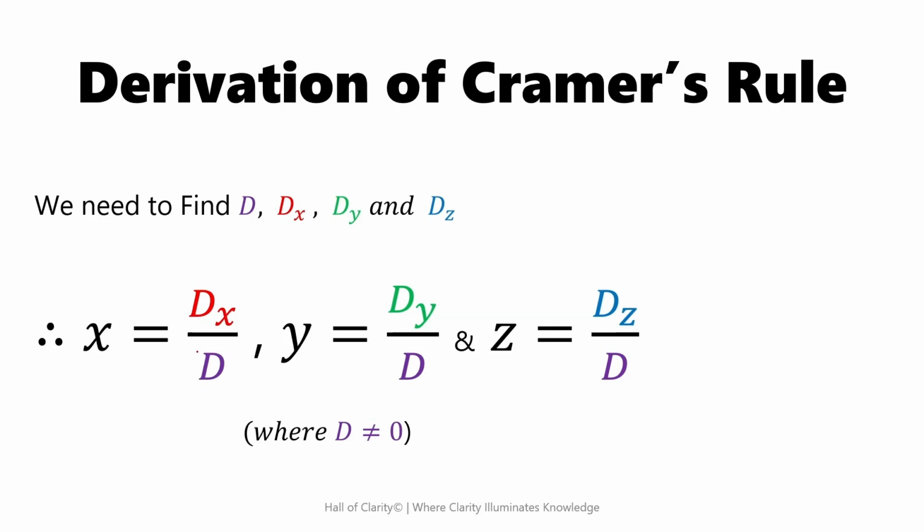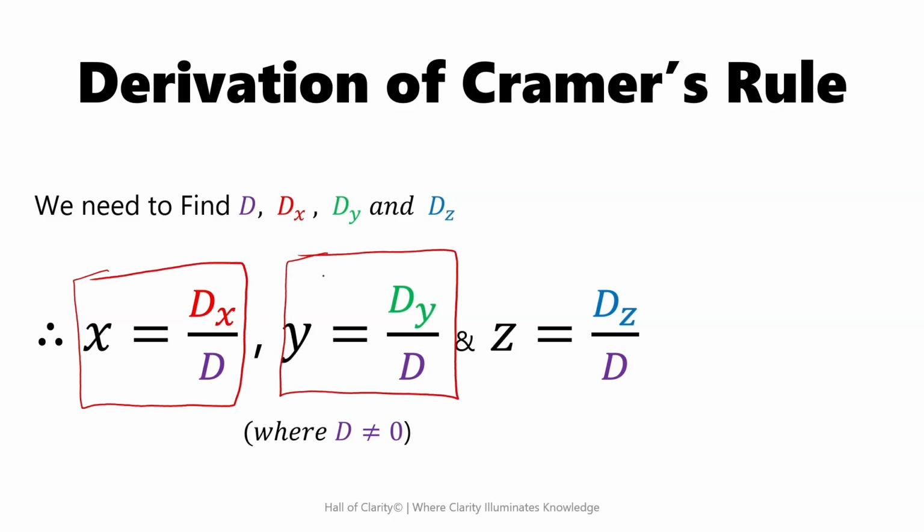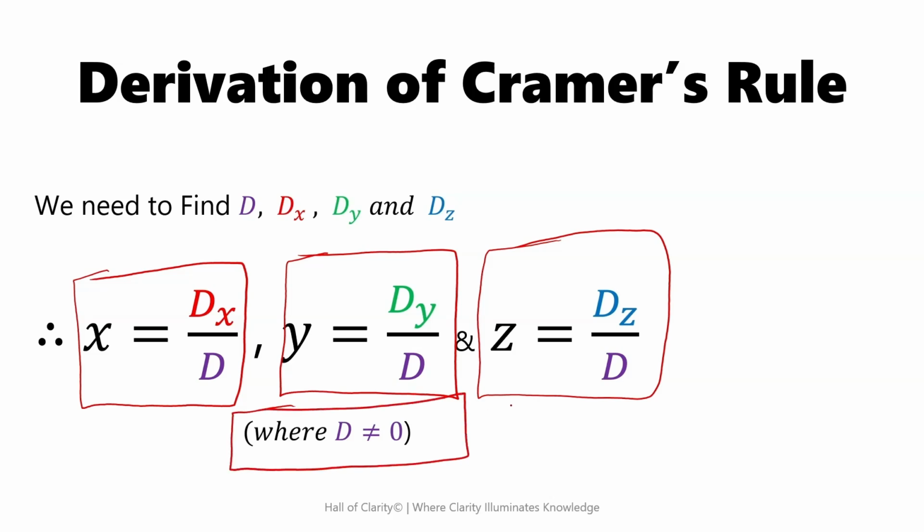Now we have written the value of x is equal to Dx upon D. If you remember, in simultaneous equations with two variables it was Dx upon D. So similarly, here also we will write the value of x as Dx upon D, the value of y as Dy upon D, and similarly the value of z will be Dz upon D. And here also the condition that the value of D must not be equal to 0 will be applicable. This is the important condition in order to apply Cramer's rule. If D is equal to 0, then Cramer's rule will not be applicable.